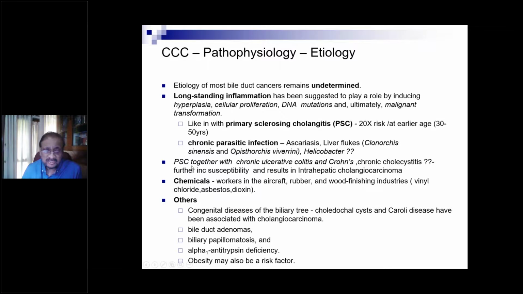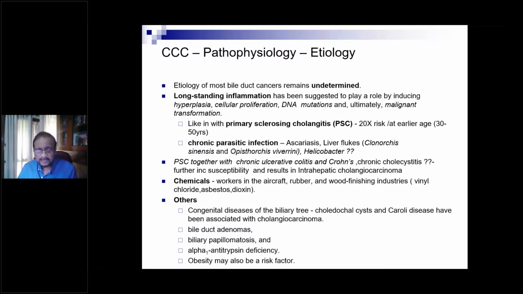If you have by chance PSC together with ulcerative colitis or Crohn's, then you have a further increased susceptibility to the generation of a cholangiocarcinoma, and that also the intrahepatic type, which is the worst type. Chemicals, as in the rubber industry and the wood finishing industry, where you get vinyl chloride, asbestos, dioxin. These are again areas where you get an increased susceptibility to cholangiocarcinoma.